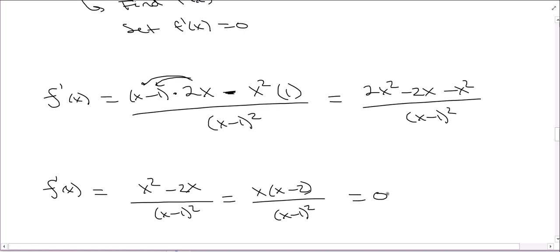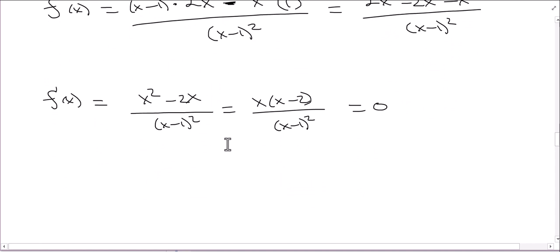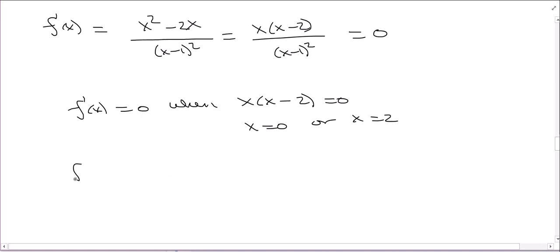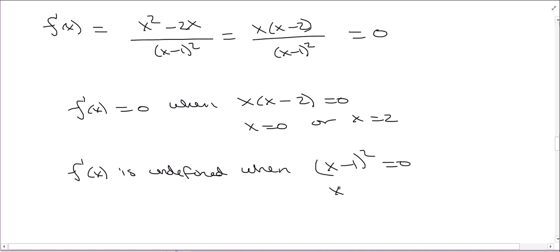So then set it equal to 0. Now the derivative is going to be 0 when the numerator is 0. So f prime of x is 0 when x times x minus 2 equals 0. That means when x is 0 or when x is 2. And the derivative is undefined. So f prime of x is undefined when the denominator is 0, so when x minus 1 squared is 0. That just means when x minus 1 is 0, taking the square root of both sides, which means when x is 1. So I have 3 critical numbers.